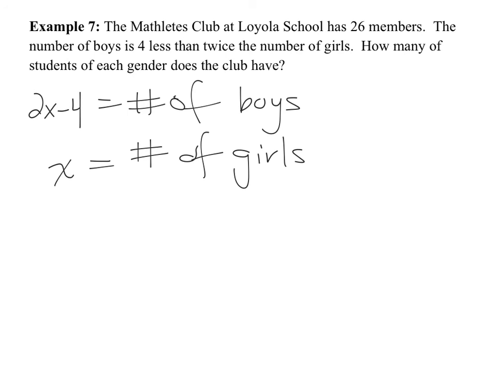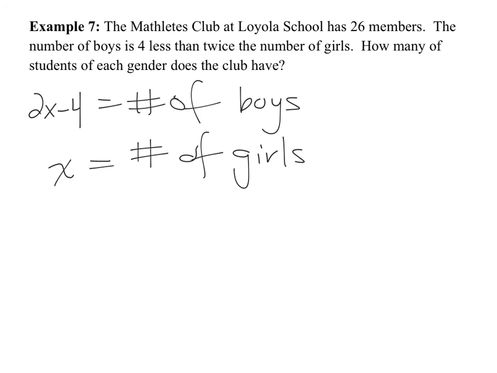Does that make sense why I restated the let statement? You might start with x equals the number of boys, but once you read the problem, you recognize they kind of tell you that there's 4 less than twice the number of girls, so let's call x girls, so we can talk about boys with respect to girls.